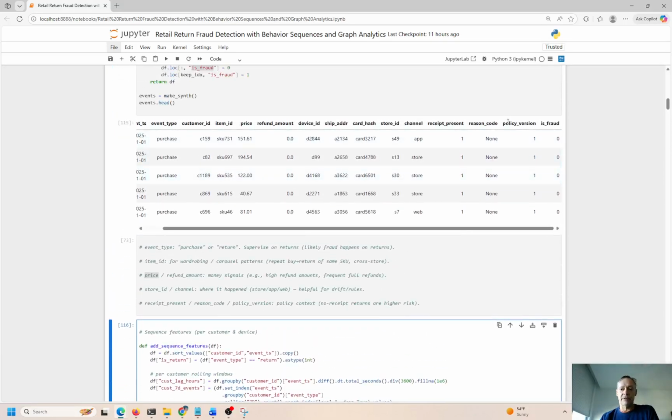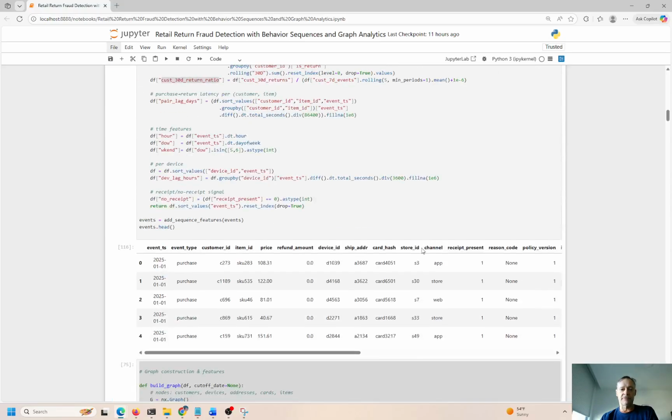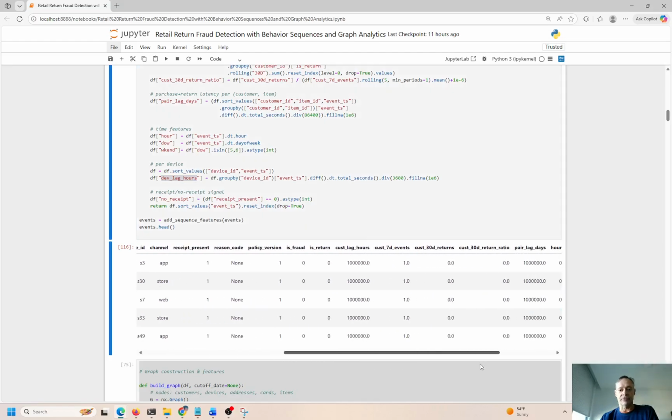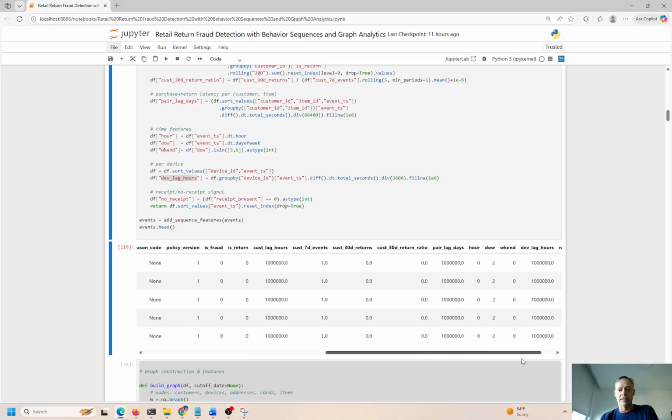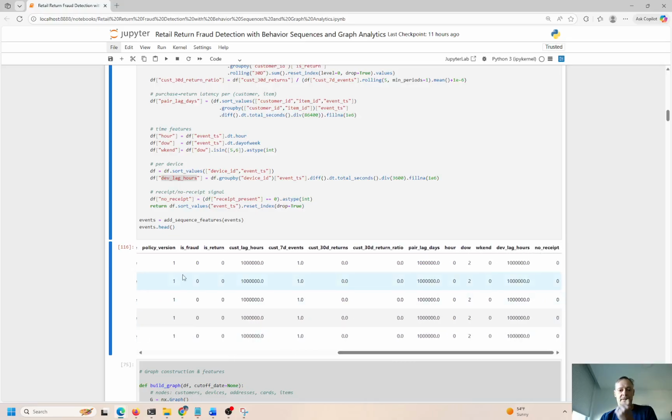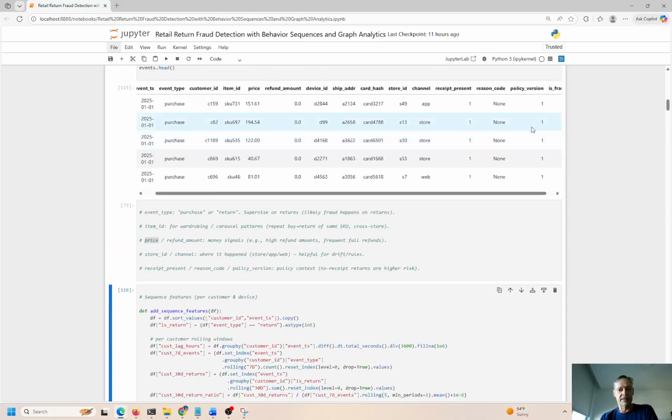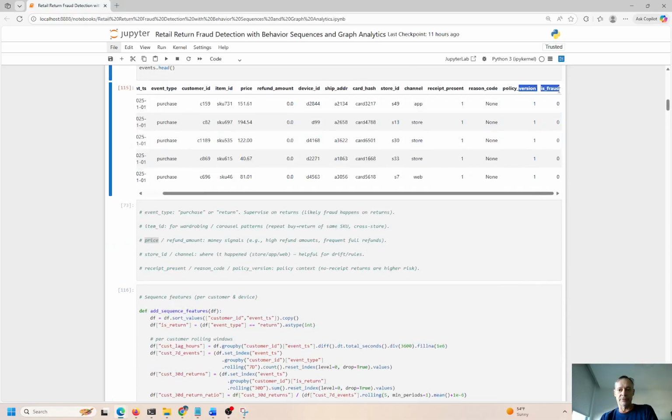So in the last data frame, we ended up with policy, version, and is fraud. So we're adding a few new features to the data frame now. Our DOW is day of week and weekend, and deviation based on lag hours. Okay, so this could be a trigger of fraud or an indicator of fraud too, right? So we have, let's see, is return, is fraud, policy version is fraud. So the last data frame ended with these two, right? Policy version is fraud, right? That was the original data frame.